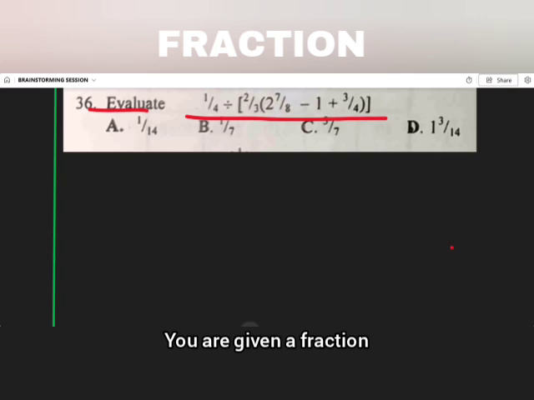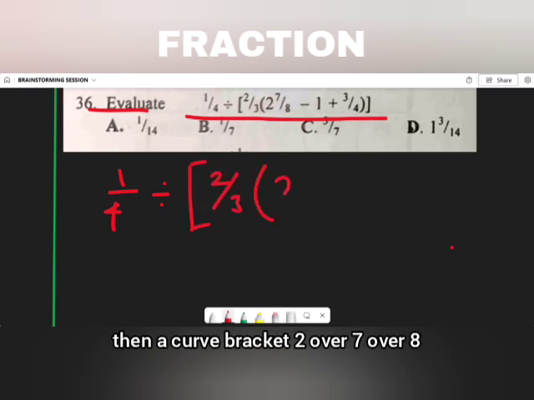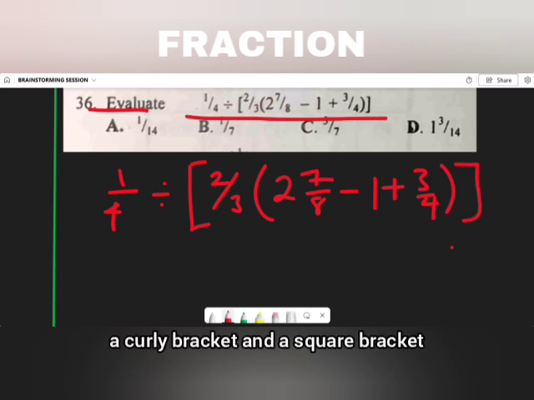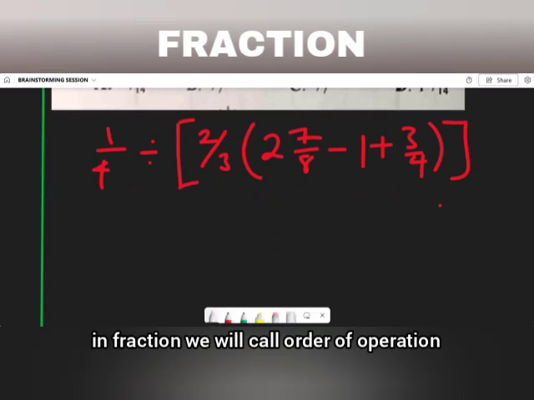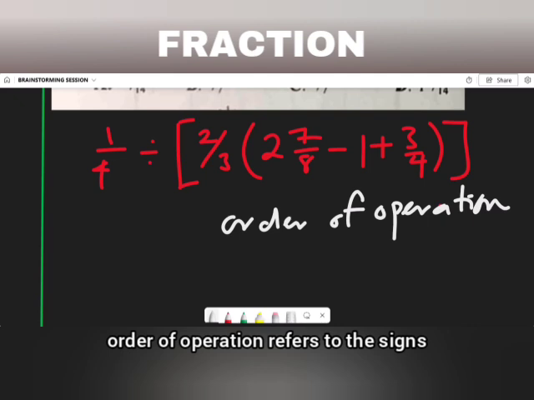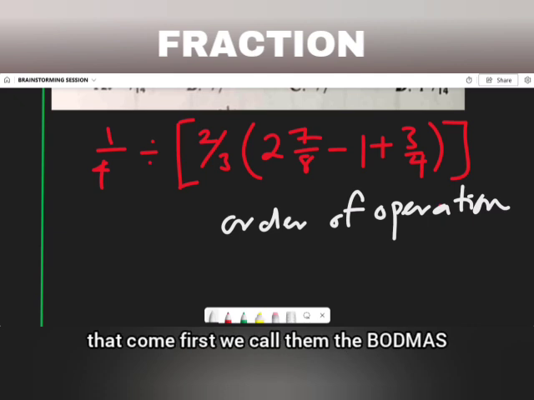You are given a fraction that is 1 over 4 divided by a square bracket 2 over 3, then a curved bracket 2 and 7 over 8 minus 1 plus 3 over 4, a curly bracket and a square bracket. Now before we solve this, we have some order of operation. In fractions, we have what we call order of operation. Order of operation refers to the signs that come first anytime you have to evaluate a fraction. And what are those signs that come first? We call them the BODMAS.